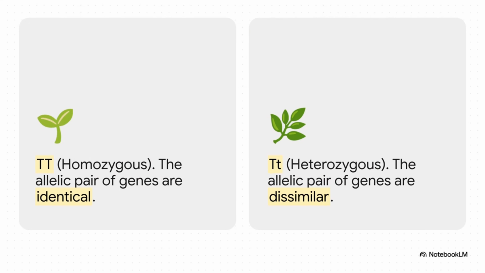So here's the puzzle laid out. A tall plant could be what we call homozygous dominant, meaning it has two copies of the tall allele. Or it could be heterozygous, with one tall and one dwarf allele. Both plants look exactly the same. They're both tall. So how in the world could Mendel figure out which was which?